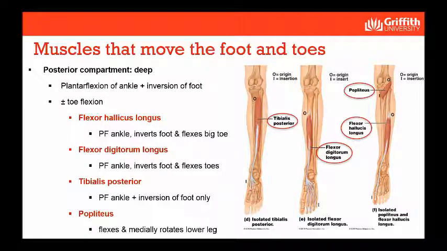Popliteus is a small triangular muscle in the posterior knee responsible for unlocking the knee joint from a fully extended position. Contraction of the popliteus flexes the knee and medially rotates the lower leg. All of these deep muscles of the posterior lower leg are innervated by the tibial nerve.